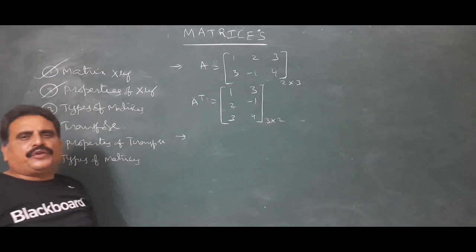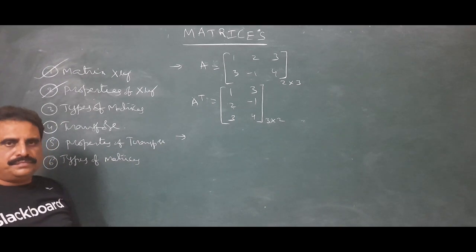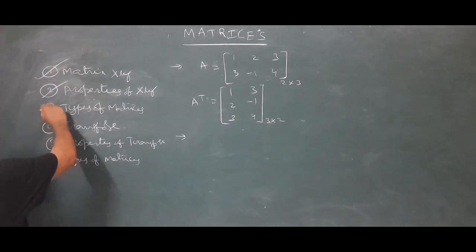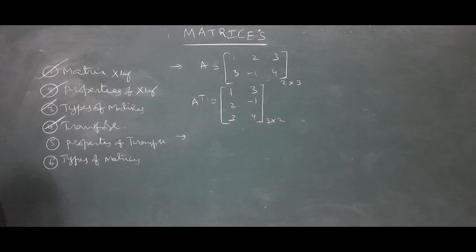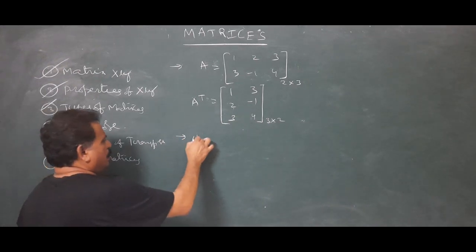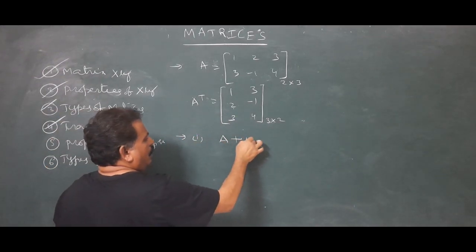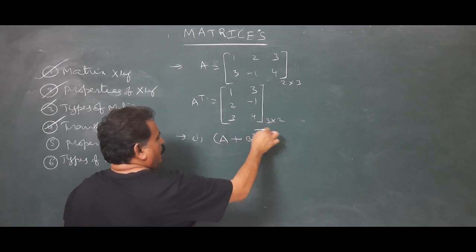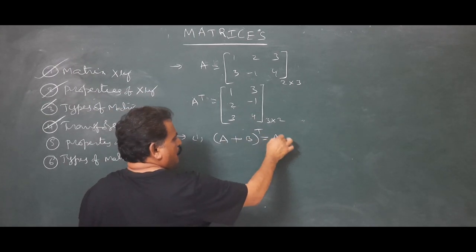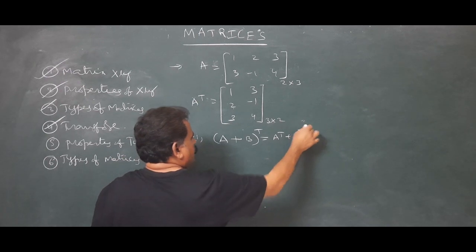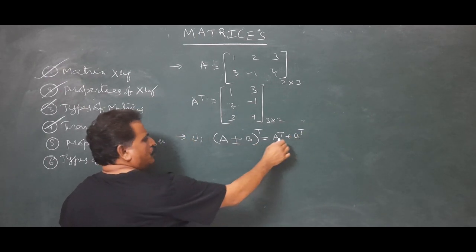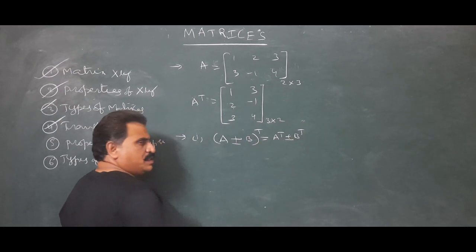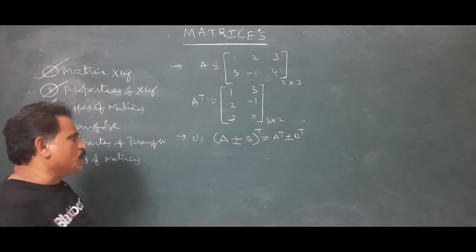Now, we are going to the properties of the transpose. Properties of the transpose. That is the first one. A and B are same order matrices. A plus B whole transpose is A transpose plus B transpose. Minus also the same. A minus B whole transpose is A transpose minus B transpose.